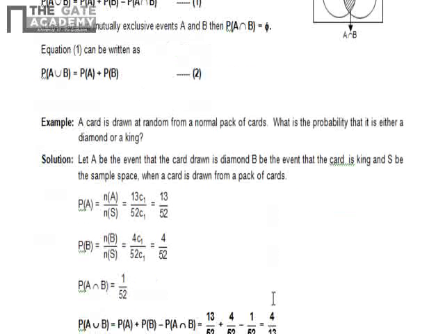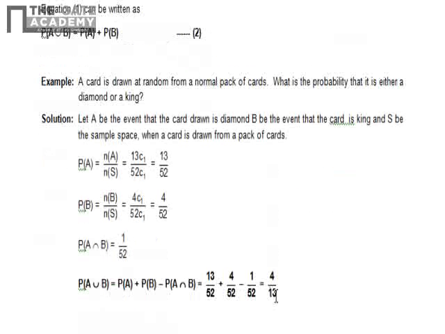Now we'll see a simple example. A card is drawn at random from a normal pack of cards. What is the probability that it is either a diamond or a king? Please take a note of this. The total number of diamond cards is 13 and the total number of kings is 4. But there is also something common in this. There is also one king of diamond. So you have to take care of that.